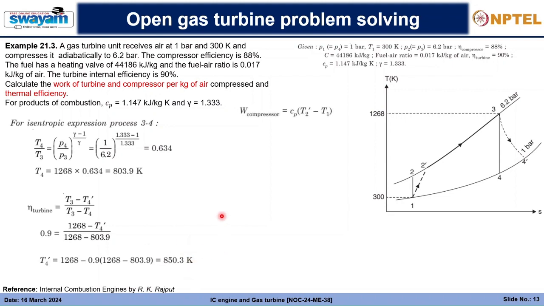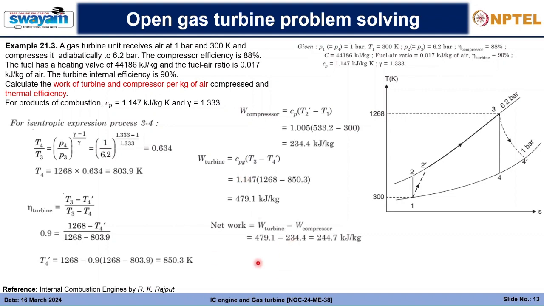Next, the work of compressor can be calculated based on the temperature difference of T2 dash and T1. So this is Cp into T2 dash minus T1, and accordingly we will have 234.4 kilojoule per kg. And the work of turbine is Cpg into T3 minus T4 dash, that is equal to 479.1 kilojoule per kg. Next, the net work will be equal to work of turbine minus the work of compressor, that is 244.7 kilojoule per kg, as you can see here, right?